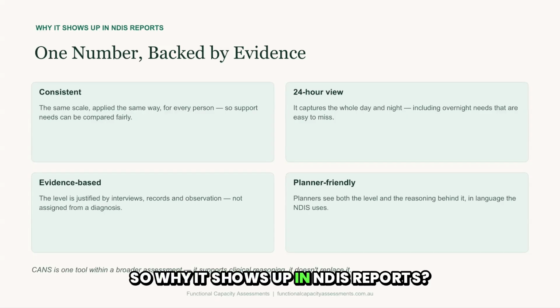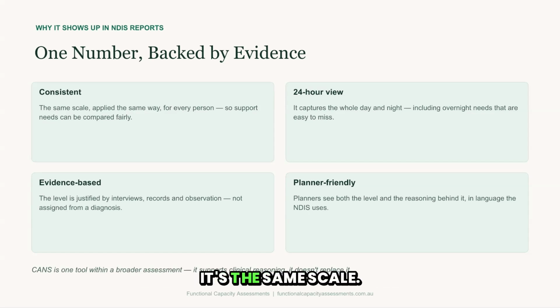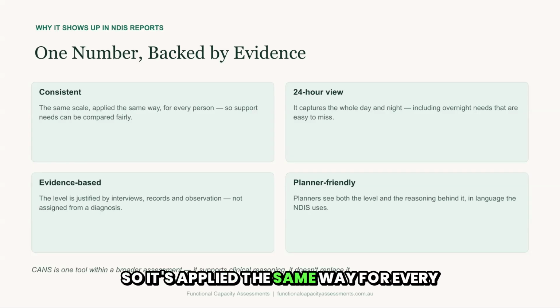So why it shows up in NDIS reports: it's one number and it's backed by evidence. So the 4 slides here we've got are consistent. It's the same scale, so it's applied the same way for every person. So support needs can be compared fairly. It's a 24-hour view. It captures the whole day and night, including overnight needs that are easy to miss.